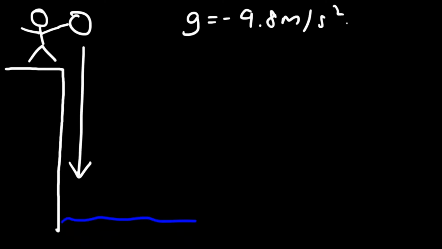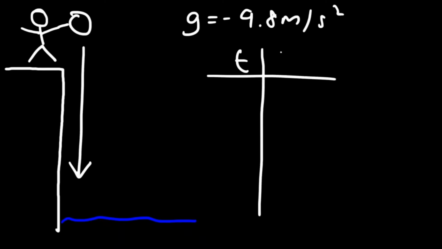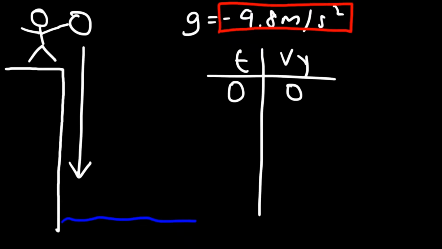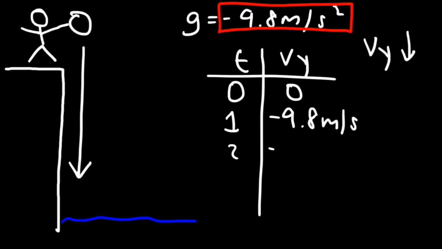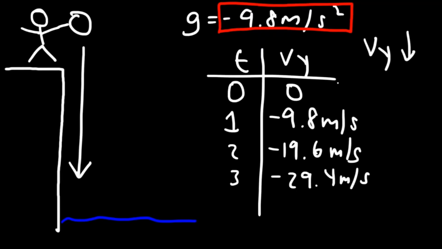If we make a table with t and Vy, at t equals 0, the initial vertical velocity would be 0 because the ball was released from rest. Now the acceleration, also called gravitational acceleration, is negative 9.8 because the vertical velocity would decrease. So every second, it's going to decrease by 9.8. Two seconds later, it's going to be negative 19.6. Three seconds later, it's going to be negative 29.4 meters per second.